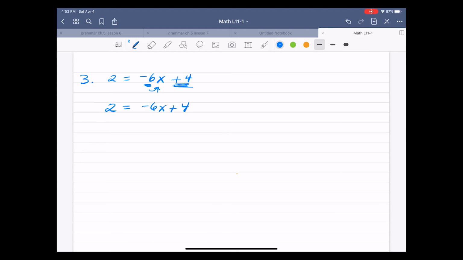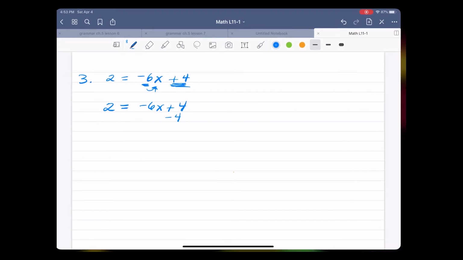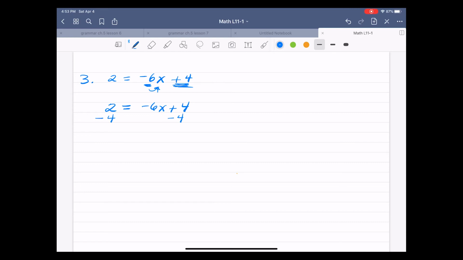We have a positive 4, so to get rid of the plus 4, I want to subtract 4. If I subtract 4 from the right of the equal sign, I have to subtract 4 from the left of the equal sign. 4 minus 4 leaves me with 0. And then I'm left with, when I bring everything down, negative 6 equals, what's 2 minus 4? What's the difference between 2 and 4? The difference is 2. And the sign of the number that appears to be larger is a negative.